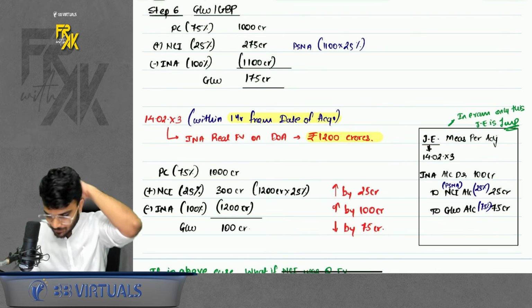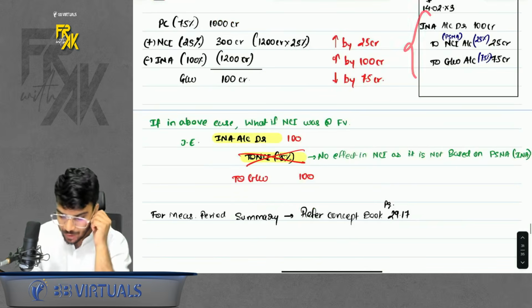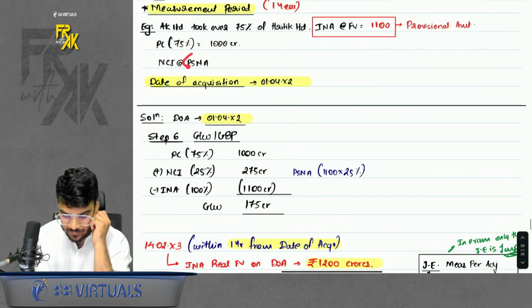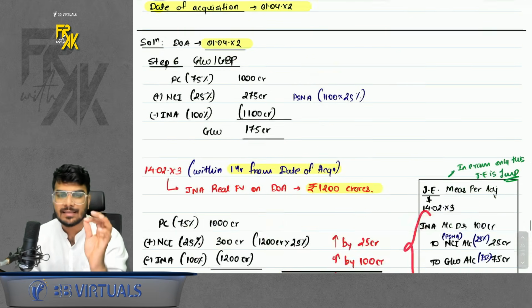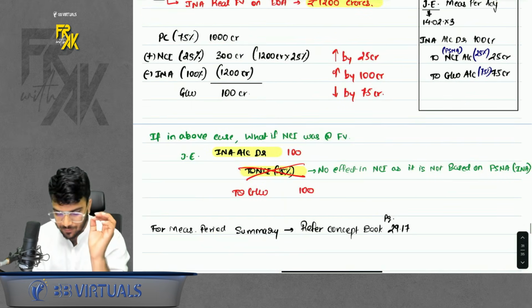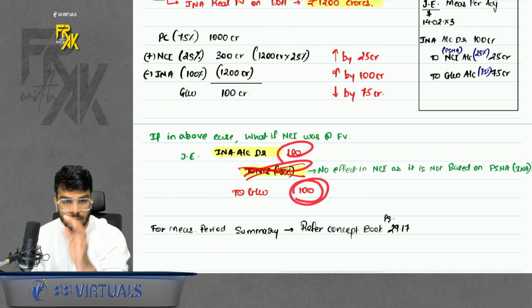Measurement period adjustment. This I have directly discussed. Acha, what if your NCI was based on fair value? In that case, if your INA increases, NCI won't change. The full amount will be adjusted directly against goodwill only.